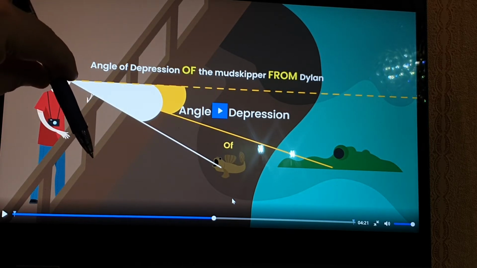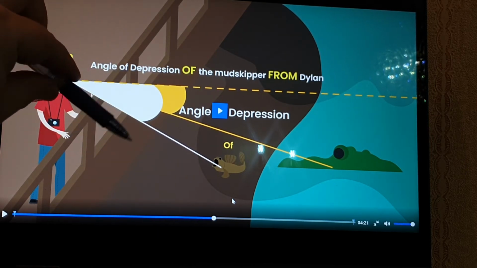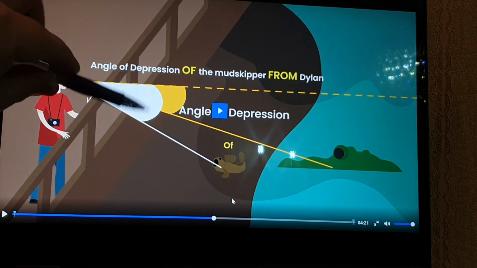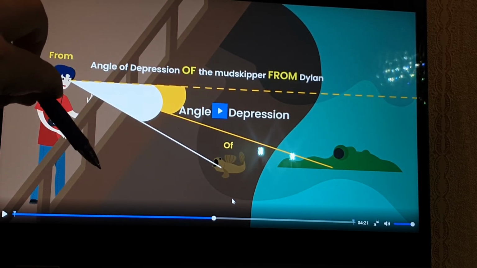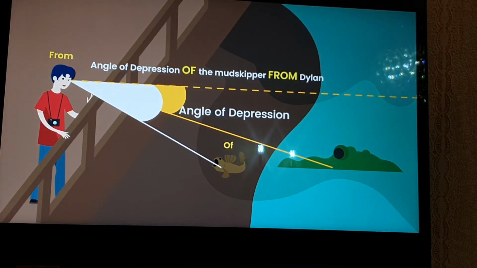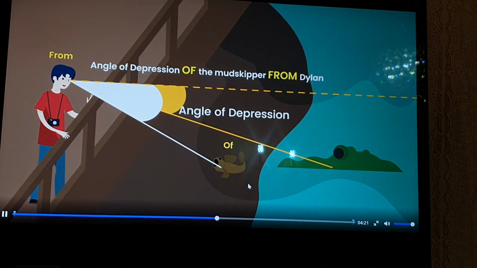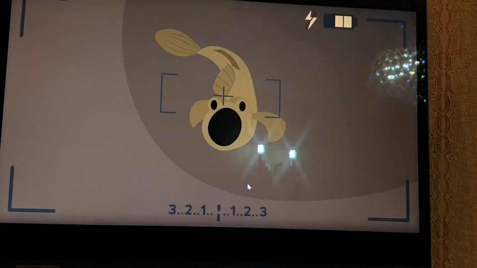So we can set questions like this. Next time I'll show you. This is a very big angle of depression here. You see this angle so big? If he's staring at something here, crocodile from Dylan. Because the mud skipper is nearer to Dylan, he took a picture of it.